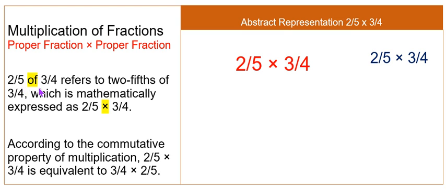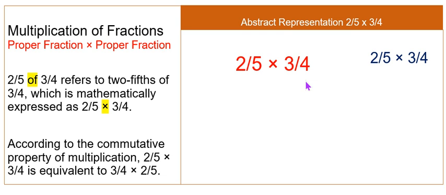2 out of 5 of 3 out of 4 refers to 2/5 of 3 out of 4, which is mathematically expressed as 2 out of 5 times 3 out of 4. And we know that 2 out of 5 times 3 out of 4 is equivalent to 3 out of 4 times 2 out of 5. So how do we represent this mathematically?